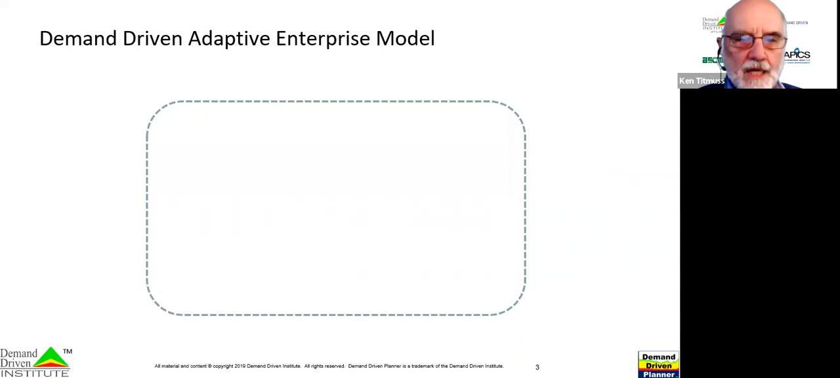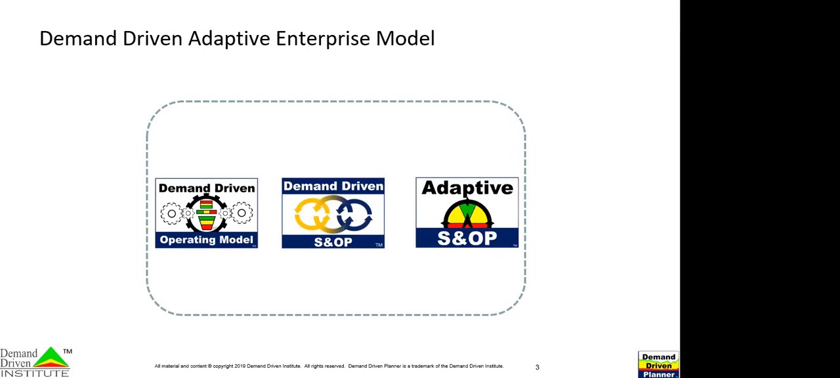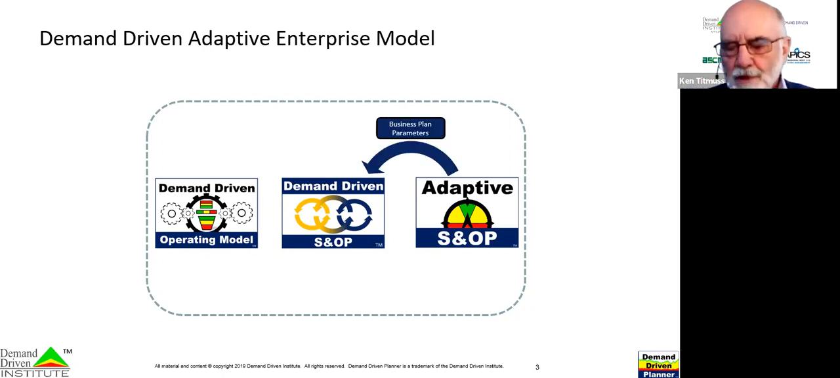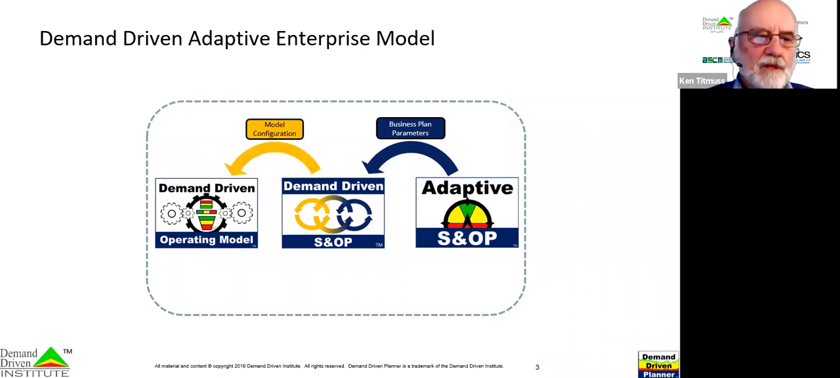But before I start, I just want to position where we're going to be talking about this afternoon, because DDMRP is about the demand-driven adaptive enterprise model, which is a complete model for your operations. It starts off with the adaptive S&OP process, which is the strategic process in the business, which provides business plans and parameters down to the tactical part of the enterprise model, which is demand-driven S&OP, which then provides model configurations and master settings down to your demand-driven operating model. But it doesn't stop there. We actually get a feedback.